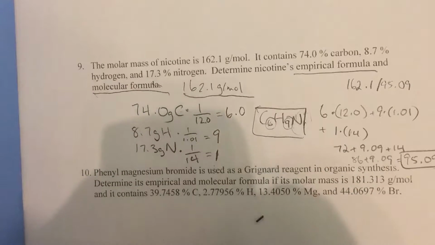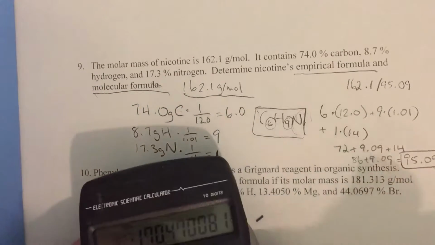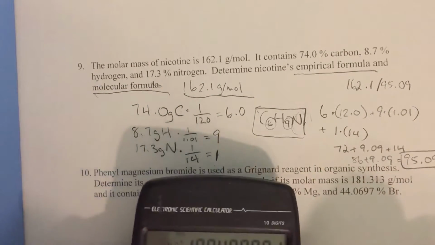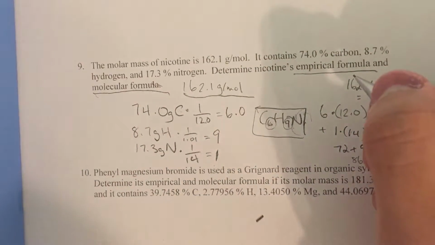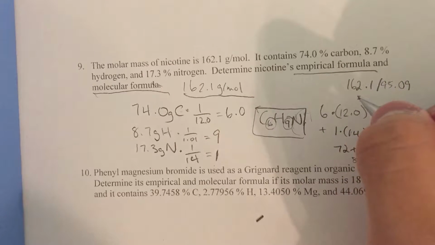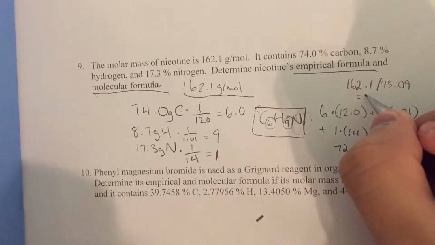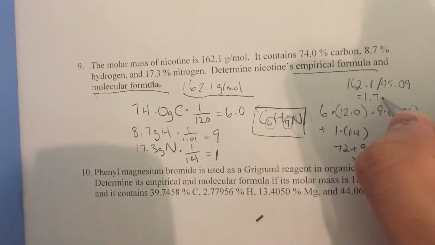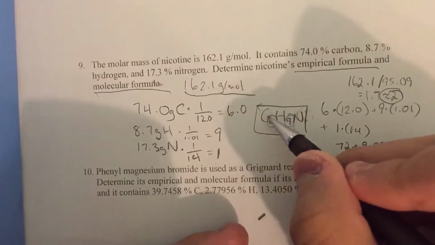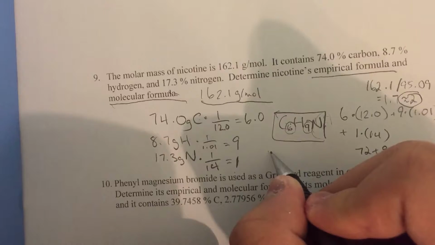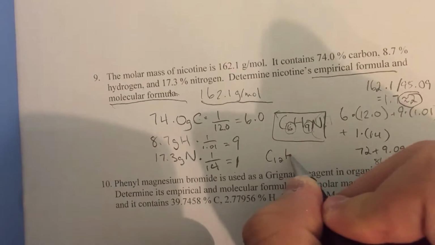And this will give us 1.7, which rounds to about 2. Remember that if you get anything that's close to a whole number, you always want to round it to that number. If you get a half number, you want to multiply it by a number that can give you another whole number. So it's going to give us about 1.7, which we can round to 2. And now we can use this 2 and apply it to our formula. So our molecular formula would be C12H18N2.